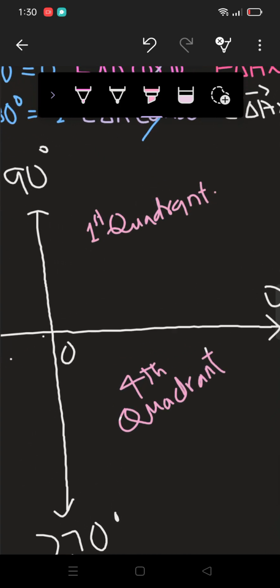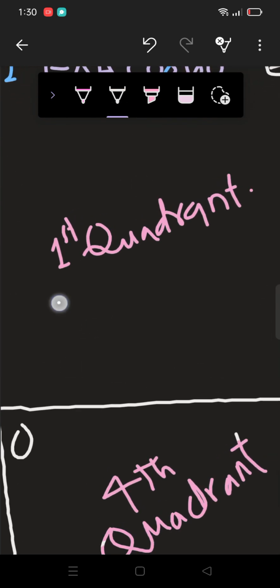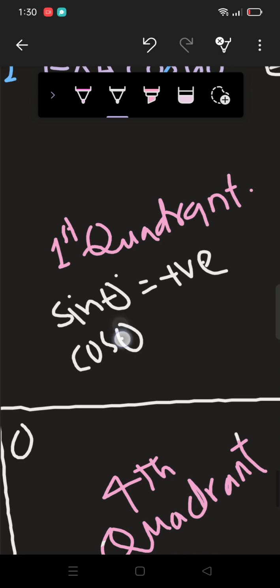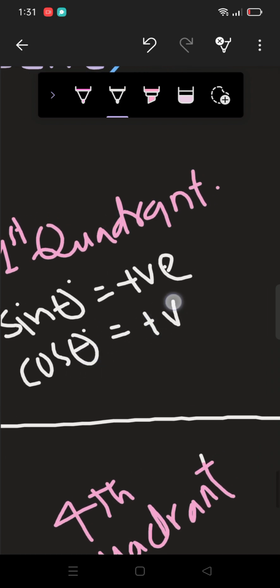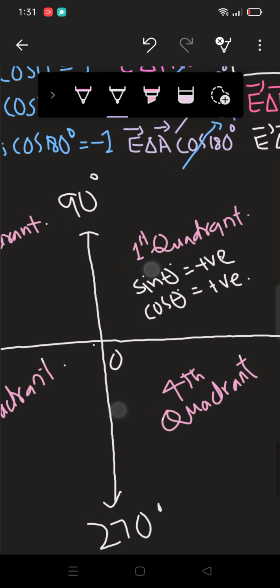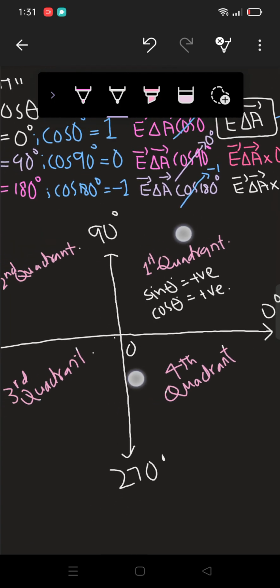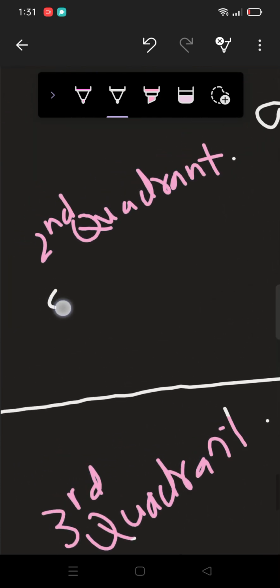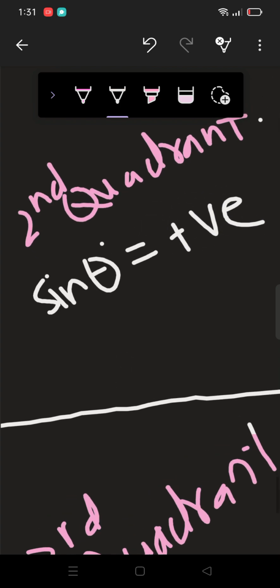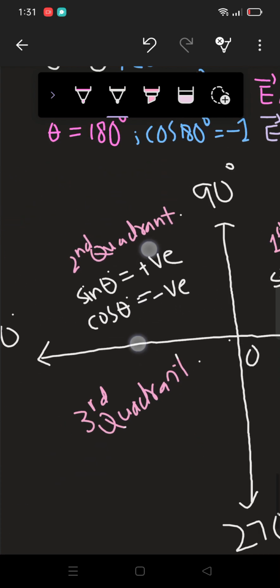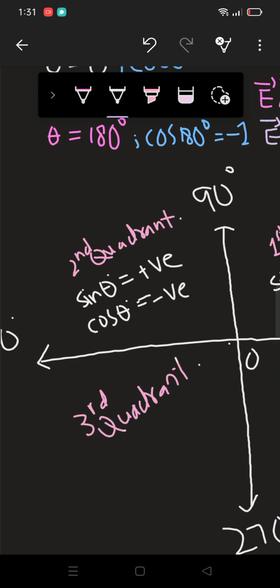In the first quadrant, sin theta, which is also a function, will be positive and cos theta will be positive as well. I'll tell you this with the example, alright? Sin theta and cos theta, they both are positive in the first quadrant. Sin theta is positive in the second quadrant as well. However, cos theta is negative in the second quadrant.